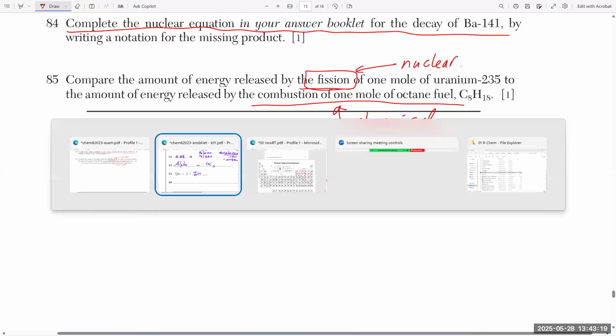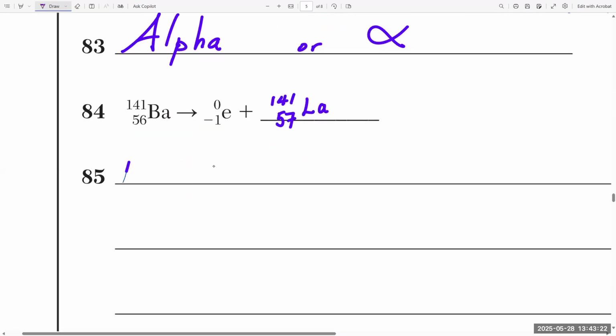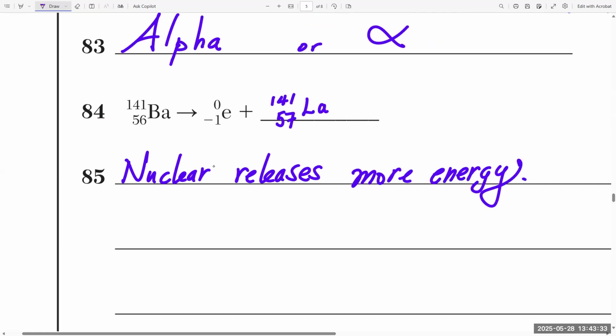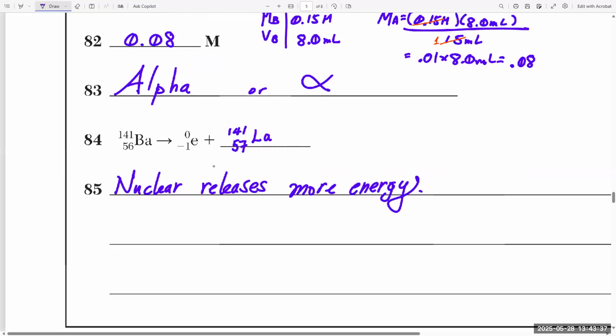And that's literally what you need to write, right? Nuclear releases more energy. I'm not even going to write the other part with chemical. You can, but I'm not even going to do that.